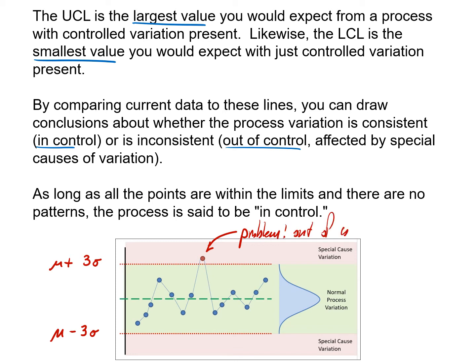It's out of control, which means you want to go in there, figure out what the problem is, and fix it as soon as possible so that your process can get back to normal. So as long as all the points are within the limits, we can say it's in control. If it's not, it's out of control.